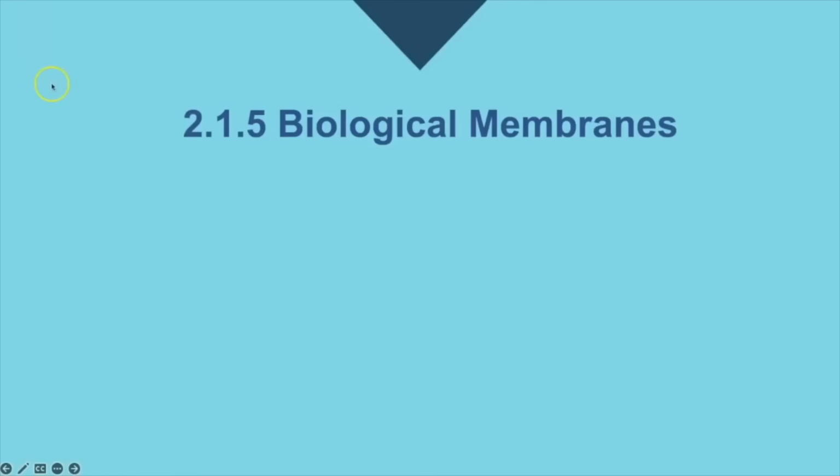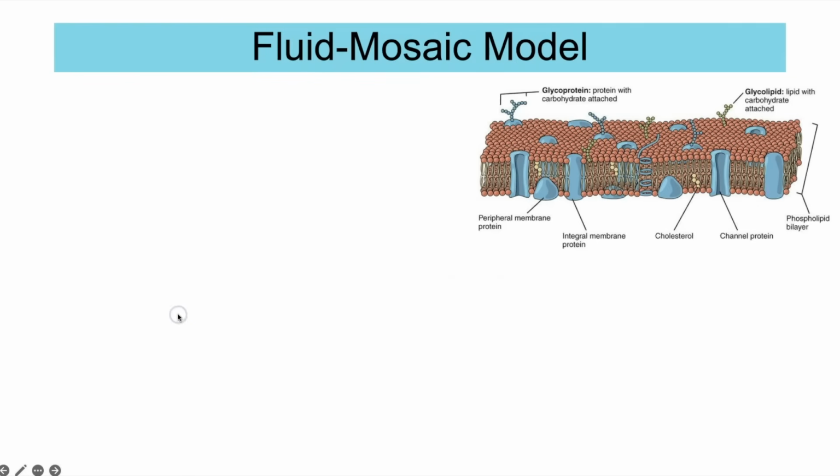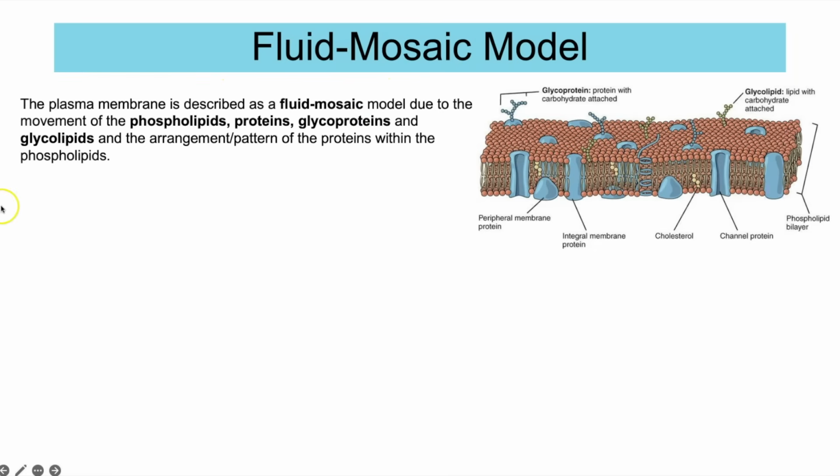We then move on to biological membranes. So biological membranes, all cells and all organelle membranes are composed of a phospholipid bilayer, and that's what we mean by a biological membrane. Plasma membranes provide this partially permeable membrane, and they're the site of chemical reactions, and they have a role in cell communication as well. And the plasma membrane has this model to represent the different components and properties, known as the fluid mosaic model.